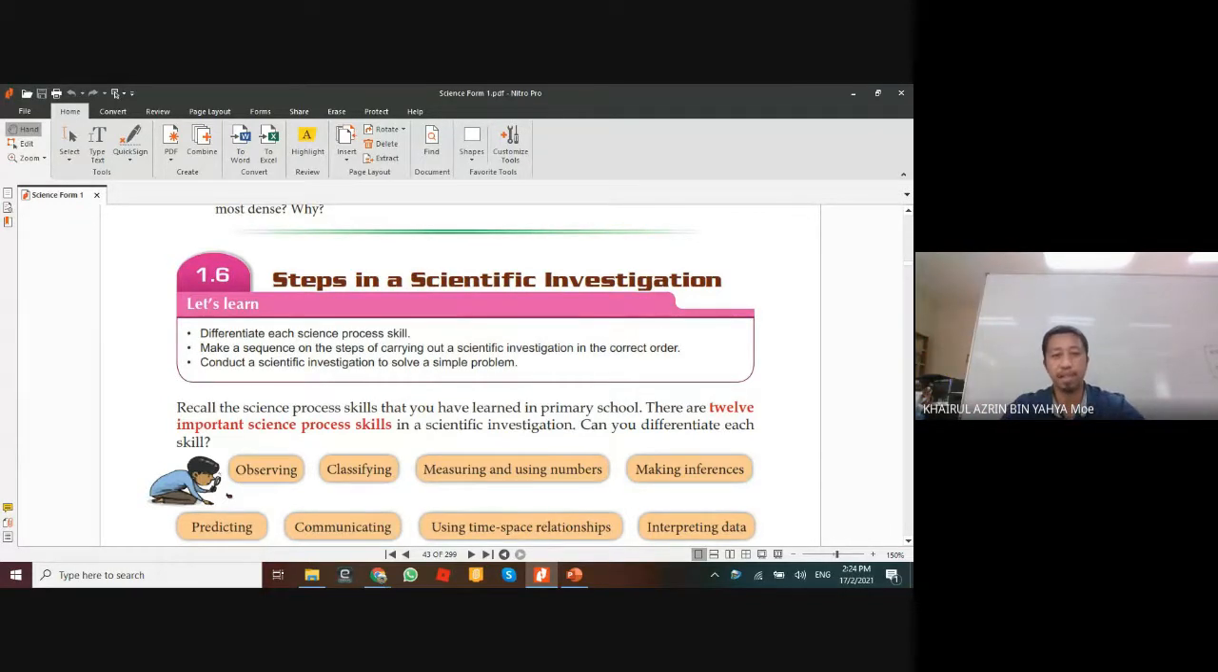So today we will continue our lesson with Form 1, Chapter 1. We go to subtopic 1.6, steps in a scientific investigation. What we learn today in 1.6: first, differentiate each science process skill. Number 2, make a sequence of the steps of carrying out a scientific investigation in the correct order. And third, conduct a scientific investigation to solve a simple problem. The other one we will do later, not today. After 1.6, we will go to 1.7.